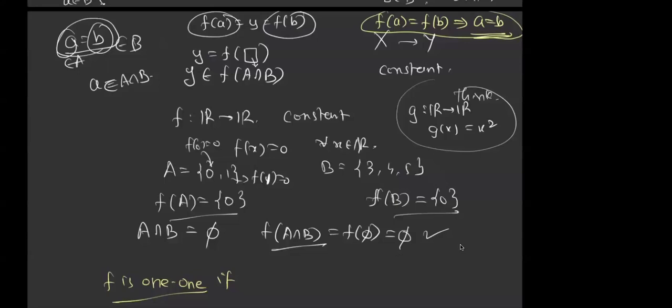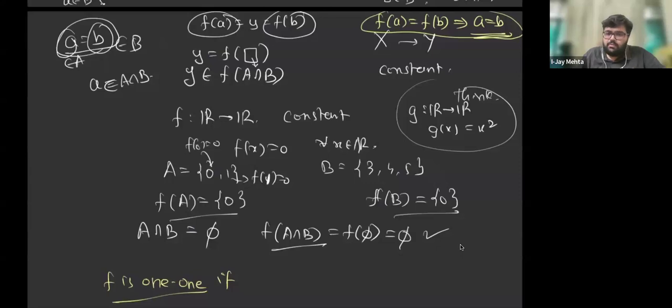For every y in Y, there exists a unique x such that y is equal to f(x). No, that's not a one-one function. See, I've just already written, right? So done. Who raised hand?